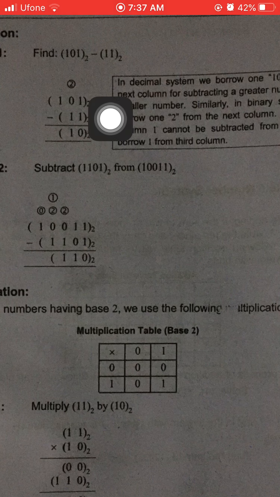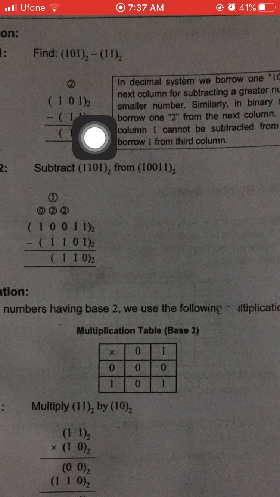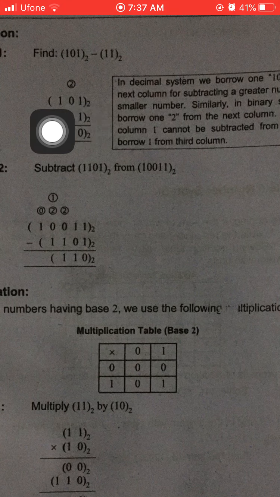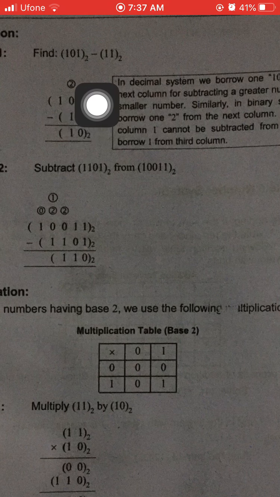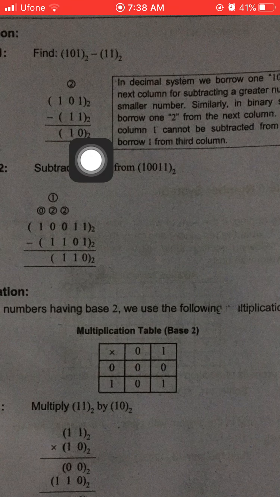You will subtract from the 1's place. 1 minus 1 is equal to 0. 0 minus 1: because 0 is smaller than 1, the subtraction is not possible. For subtraction, you carry 1 from another column. So when you carry 1 from the third column to the second column, that will be equal to 10. In the binary system, this 10 is considered as 2. 2 minus 1 is equal to 1.